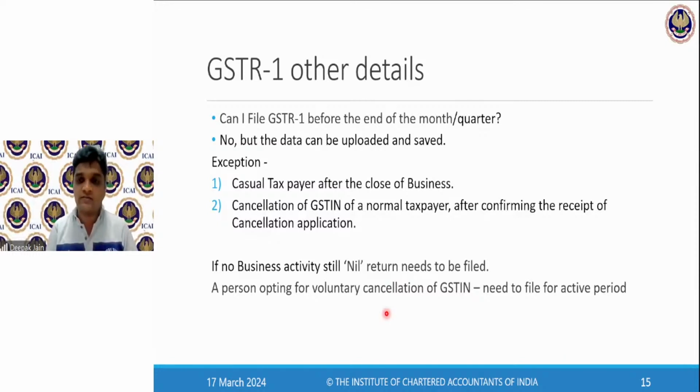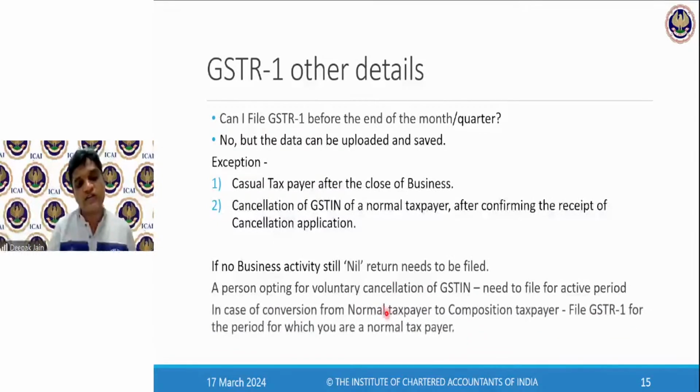A person who is opting for voluntary cancellation of GST needs to file for the active period. In case of conversion from normal taxpayer to composition taxpayer, file GSTR-1 for the period for which you are a normal taxpayer, because a composition taxpayer need not file, but you have been converted from normal to composition. So for that duration of your being a normal taxpayer, please file your GSTR-1.